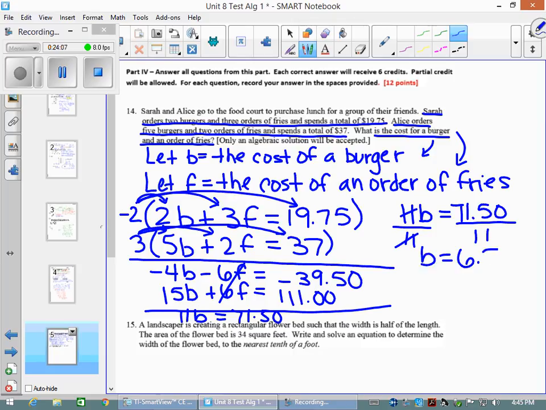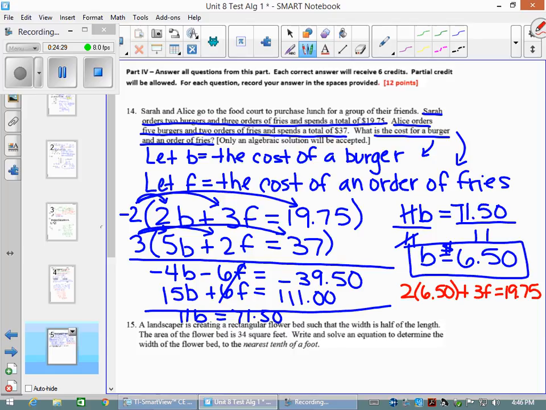If I want to figure out how much an order of fries costs, I need to plug this into one of my equations. I'm going to plug it into my first equation. So 2b, or 2 times 650, plus 3f is equal to 1975. Solve for f now, so I'm going to end up with 13 plus 3f equals 1975. Subtract the 13. I get 3f is equal to 675. Divide by 3. f equals 2.25. So an order of fries costs $2.25, and a burger costs $6.50.